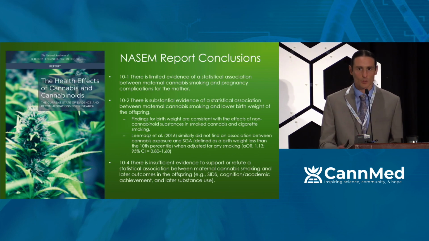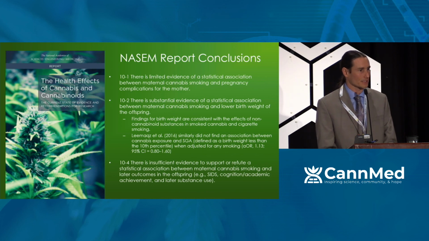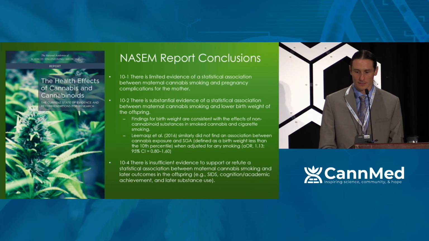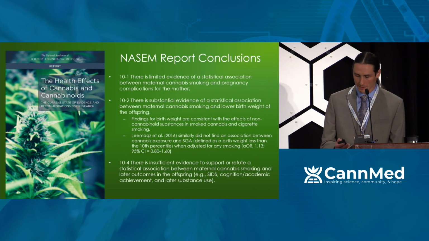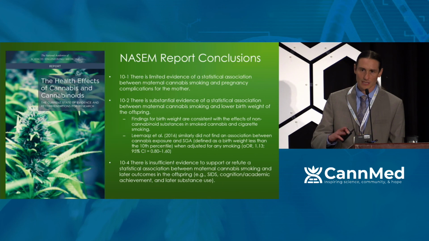Basically, when someone's smoking, they're getting carbon monoxide, they're getting other chemical compounds that could interfere with blood supply and other factors in the fetus and cause a slightly smaller baby. We see it with tobacco as well. And so these authors attributed the small for gestational age to the smoke itself, not to the cannabinoids. And that's a very high-level summary from the 2017 report.